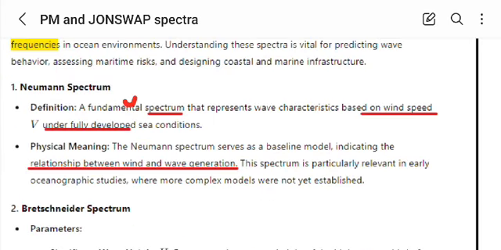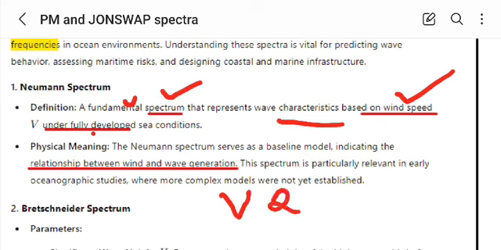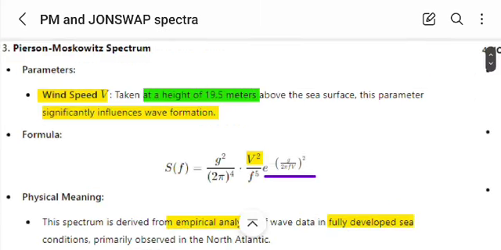Here you can see the fundamental spectra is a Neumann spectrum that represents the wave characteristics based on the wind speed and the fully developed sea conditions. The Neumann spectrum serves as a baseline model indicating the relationship between wind speed and wave generation. If the wind is more, then wave heights are going to be more, because it gives more energy to the water surface. So the water surface will create larger waves.